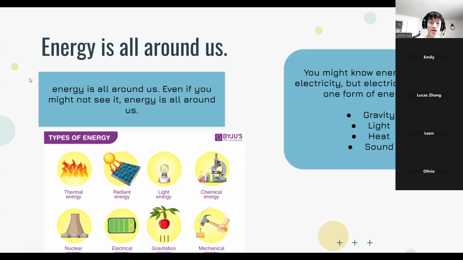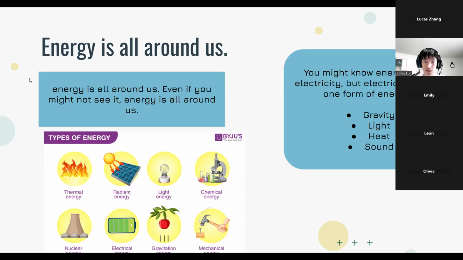But when you move your hand, the chemical energy inside of your hand turns into mechanical energy. So when you move your hand, that's another type of energy transfer.